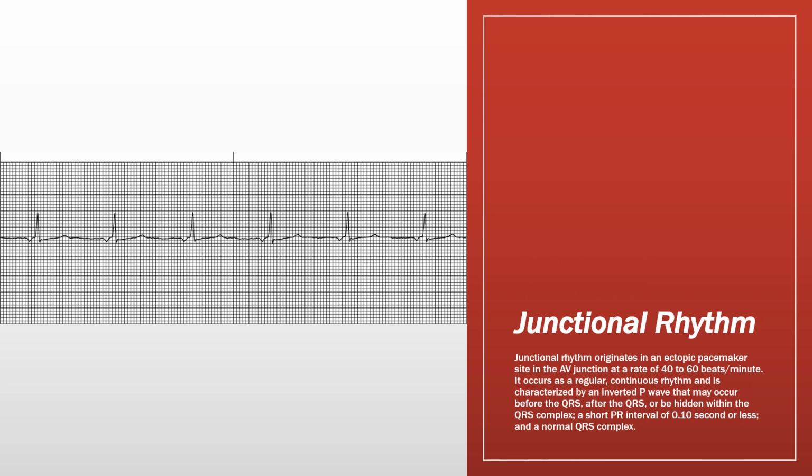So here we're going to start with a junctional rhythm. A junctional rhythm, again, comes from the AV node.